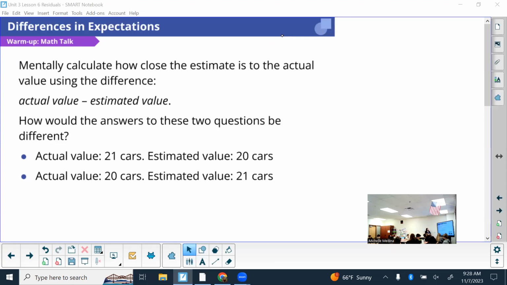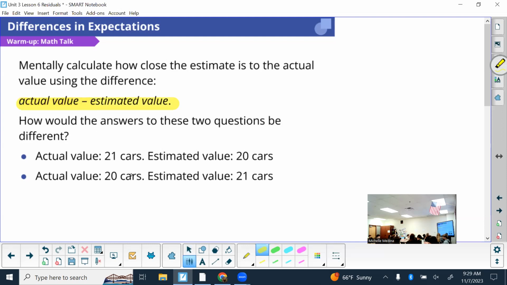So first, you're going to mentally calculate how close the estimate is to the actual value using the difference. What does difference mean in math? Arlie? Subtraction. So as you can see, they're doing the actual value minus the estimated value. And order does matter in subtraction. So we're going to subtract.